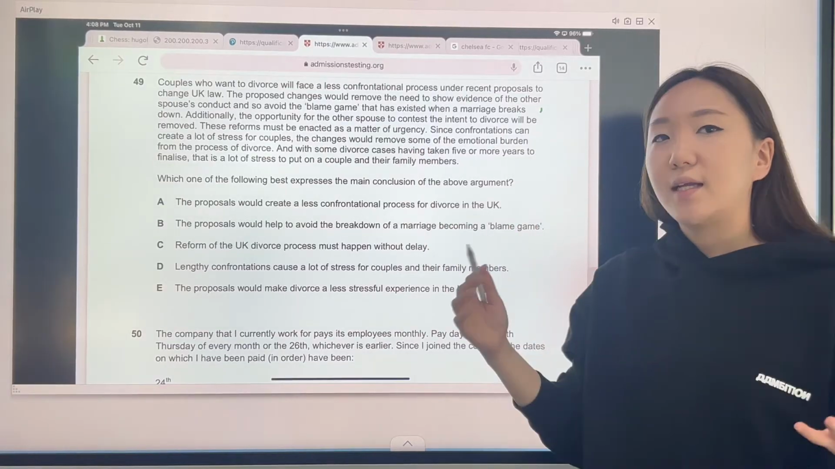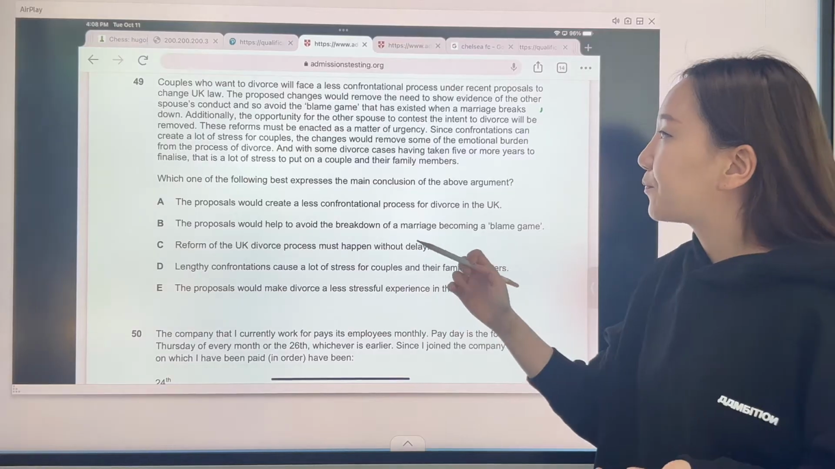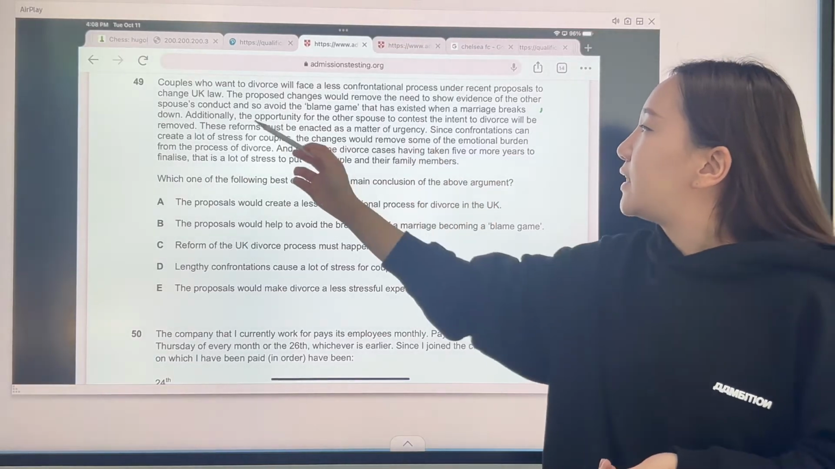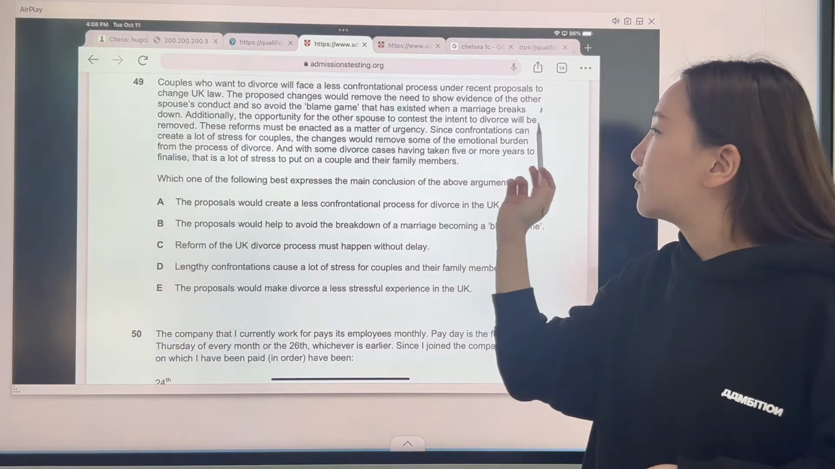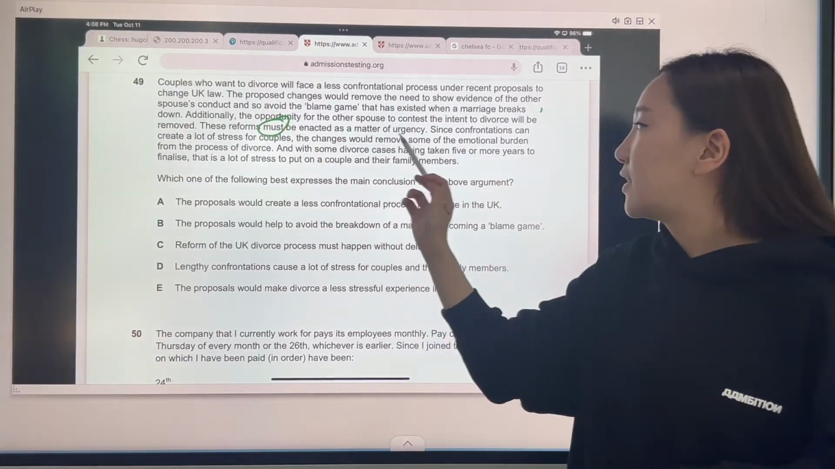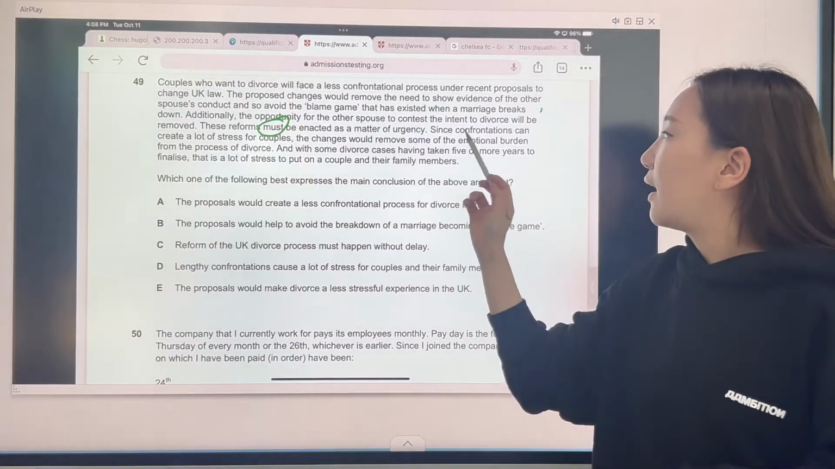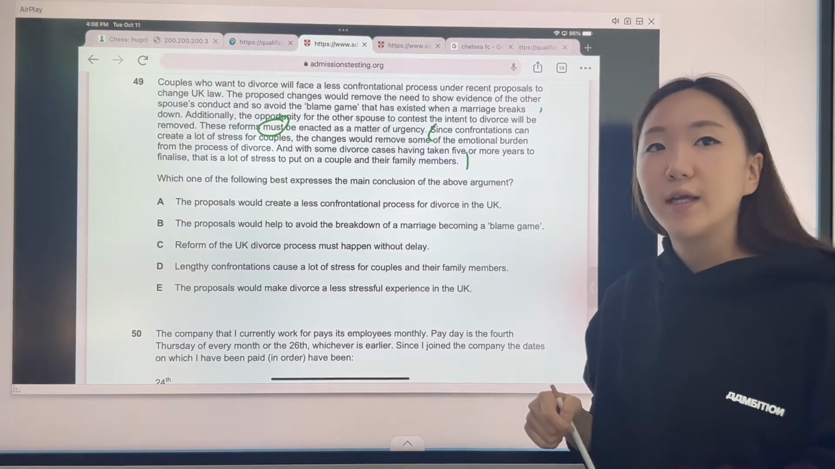So again, you've got exactly the same structure, introducing the idea and then what people believe generally. Additionally, the opportunity for the other spouse to contest the intent to divorce will be removed. These reforms must be enacted as a matter of urgency, and then some more argument for that, but I've seen that, so I'm pretty happy that that is the case.